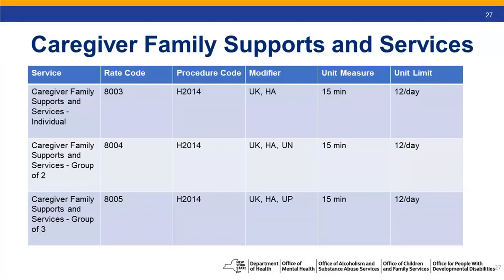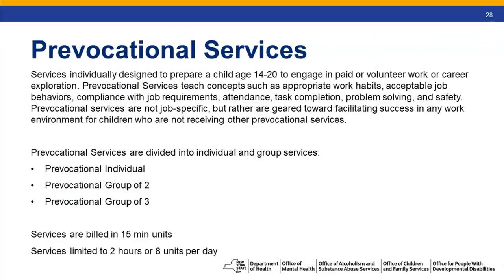As you can see, the rate codes here are 8003, 8004, and 8005. It's important to note that the procedure codes, also sometimes referred to as CPT codes or HCBS codes, are the important components in the billing, along with the modifiers that Anne talked about that we have highlighted here. As I already mentioned, the unit measure here is 15 minutes, and the limit is 12 per day for the Caregiver Family Support and Services.